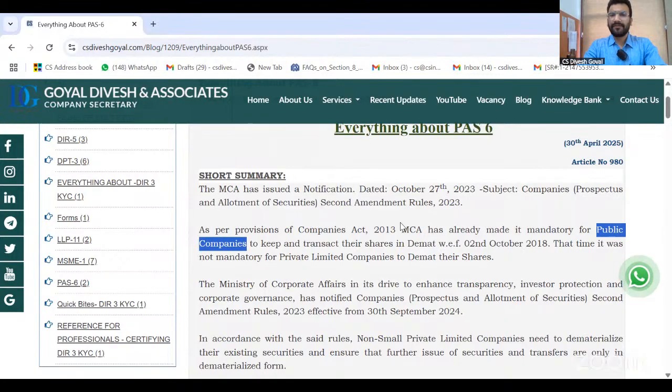But then the ministry came with a notification on the 27th of October 2023, the Companies (Prospectus and Allotment of Securities) Second Amendment Rules, 2023. According to this rule, the ministry brought this provision to private limited companies also. Practically speaking, the professionals and corporates were not ready for Demat applicability on private companies, but the ministry came with such a provision.